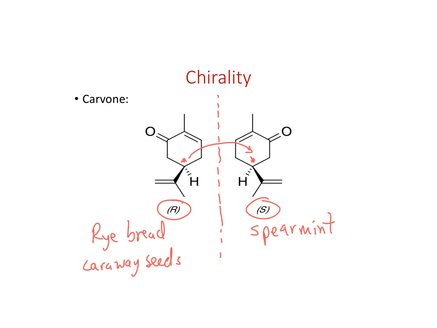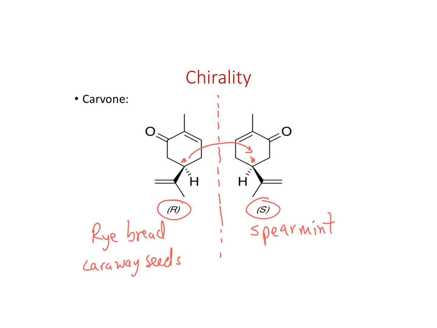This is the case because the receptors in our body have a handedness. They have a three-dimensional structure to them. So R carvone, you inhale that, it goes into your nose and it binds to an olfactory receptor in your nose, and it initiates a cascade that sends a signal to your brain that says, I'm smelling rye bread.